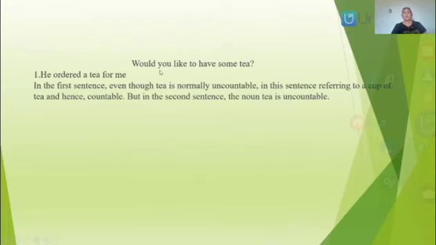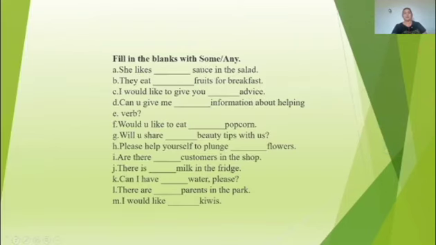Now you could see in the next slide: would you like to have some tea? He ordered a tea for me. Here, a is used, even though tea refers to what? Tea refers to uncountable, but you're using the word a there. In the first sentence, even though tea is normally uncountable, it is used uncountably: would you like to have some tea? In the second sentence, we are referring to a tea, countable.